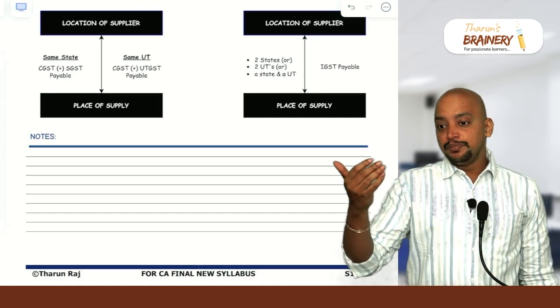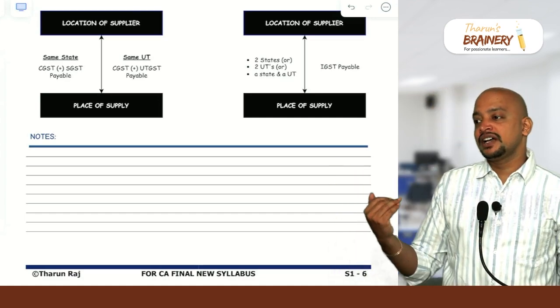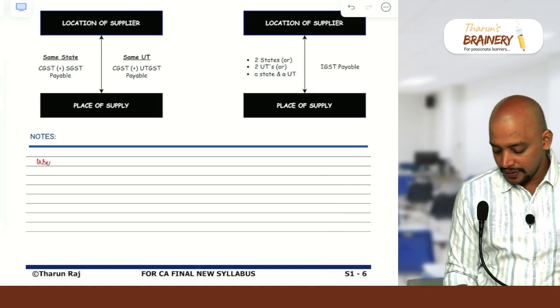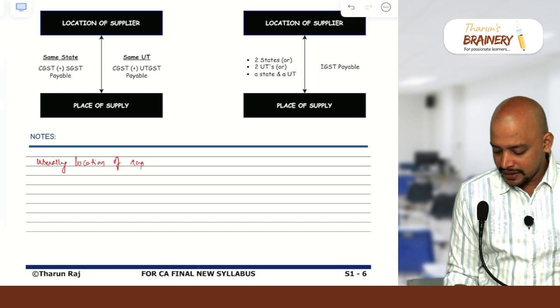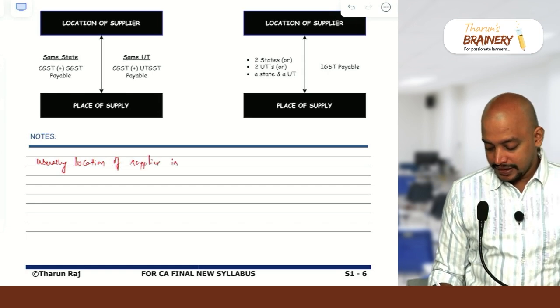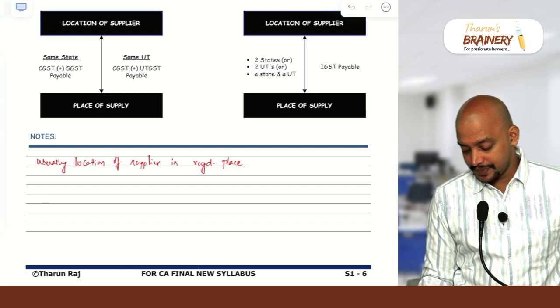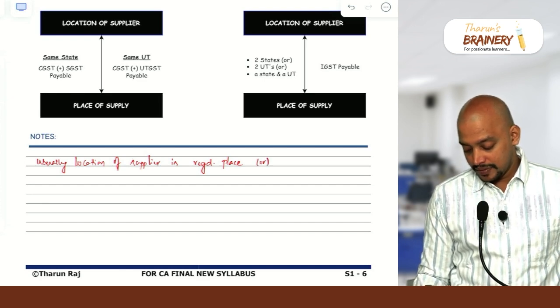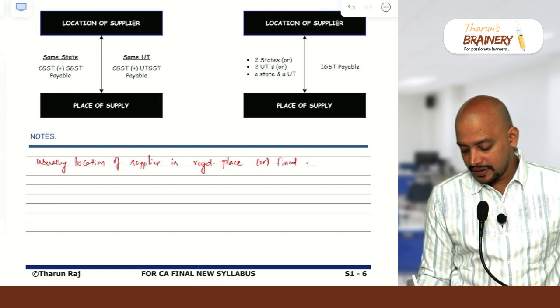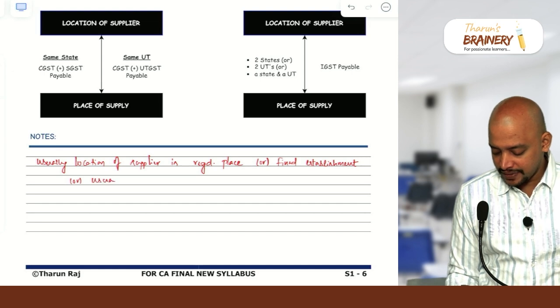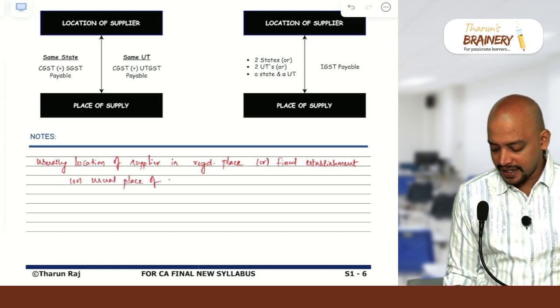You please write down below that chart. I have given some space for notes now. There you write down. Usually location of supplier is registered place or fixed establishment or usual place of residence.